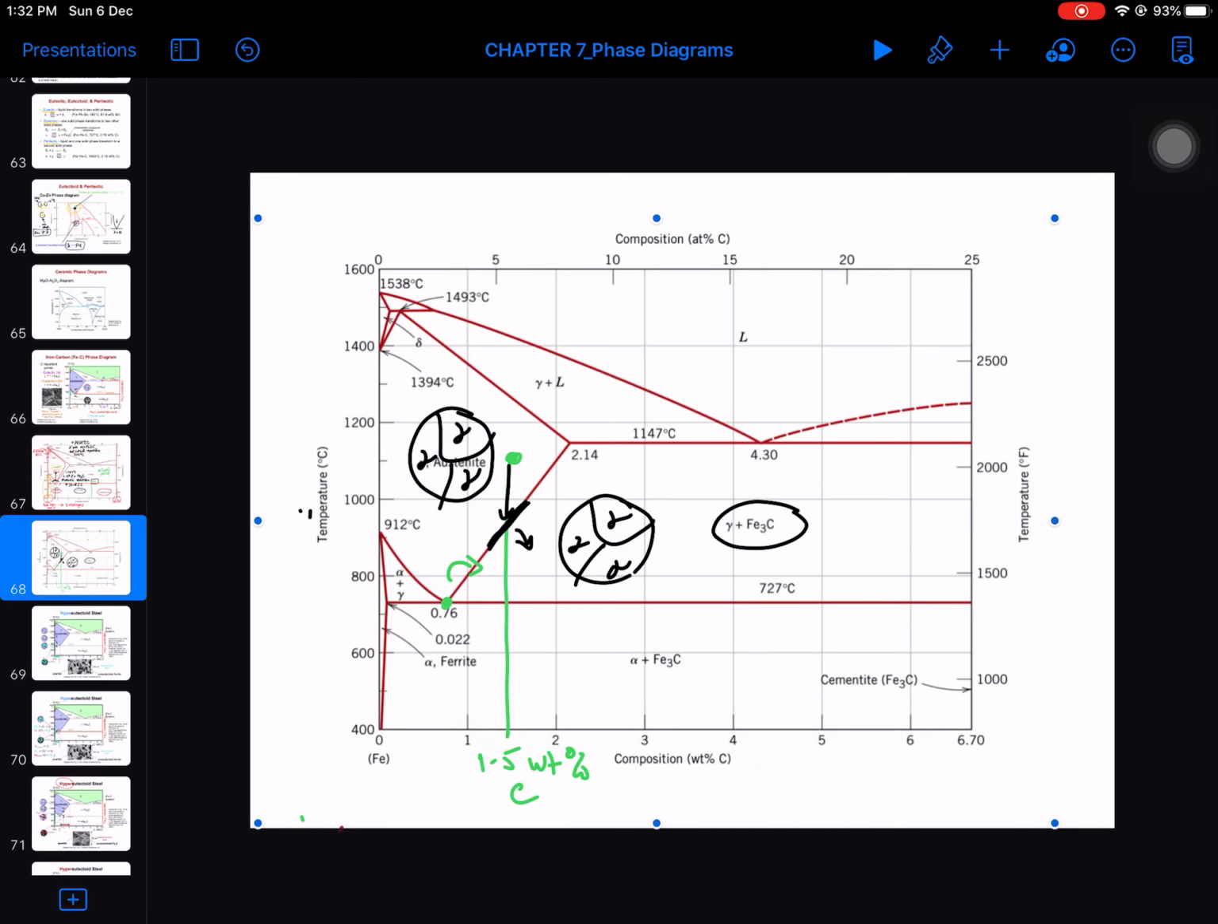Cementite exists on the grain boundaries of the austenite, the same thing as in the previous case. But in this case, it's no longer alpha ferrite, it's now cementite. The amount of cementite on the grain boundaries of the austenite will grow as the temperature decreases, until it crosses this line, which is the eutectoid temperature.